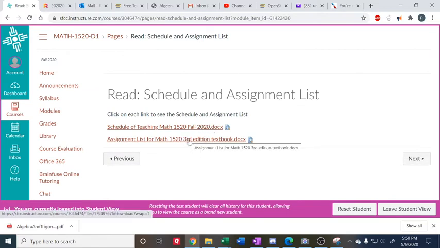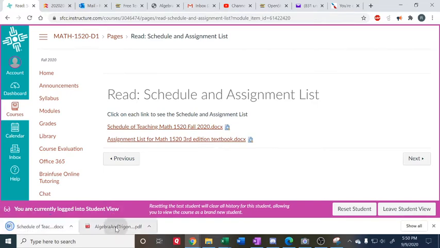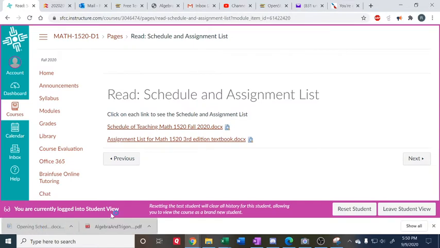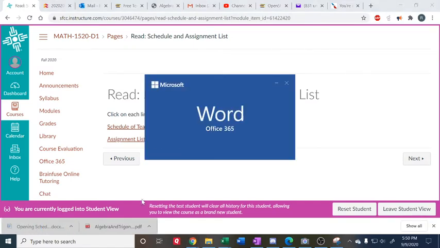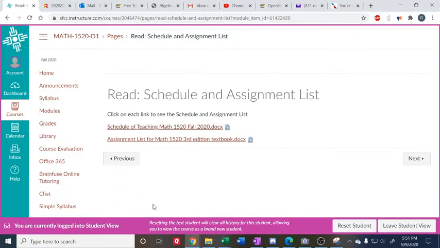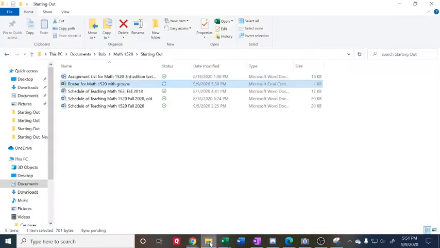And so if we go to the teaching schedule, did the wrong thing. This is the old teaching schedule. So I got to upload the new one. I'll do that right after class. Let me pull up the proper teaching schedule.